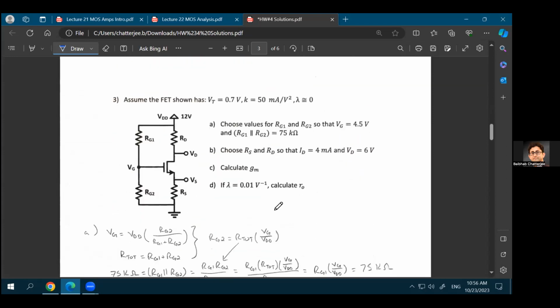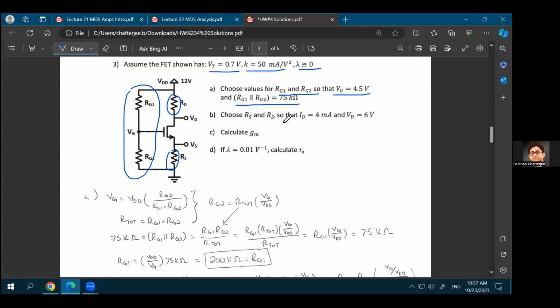The third question, again, it's very similar to question number 1, but the difference is that at the gate side, you have a division of voltages using the RG1 and RG2 resistances. But except for that, you again have the RD resistance, you again have the RS resistance, you're given the value of VT, value of K and lambda, and you need to choose RG1 and RG2 so that your gate voltage is 4.5 volts and RG1 in parallel with RG2 is 75 kilo ohms.